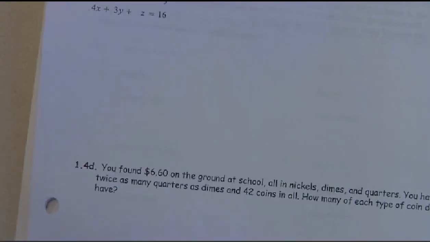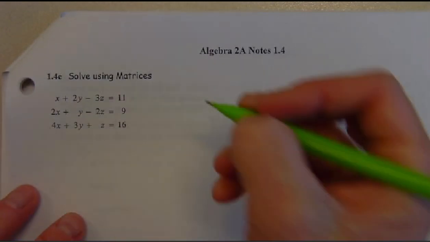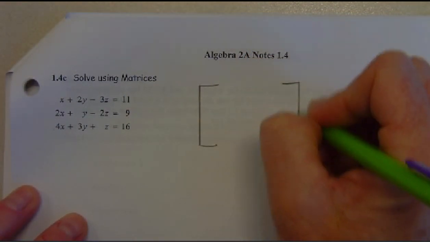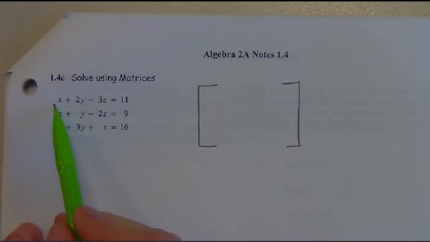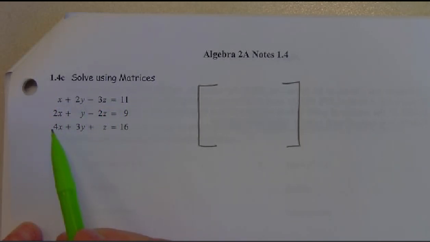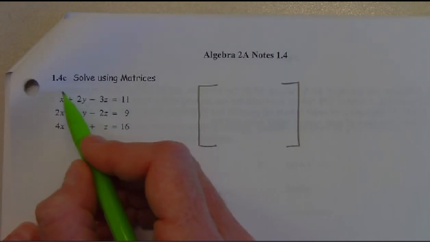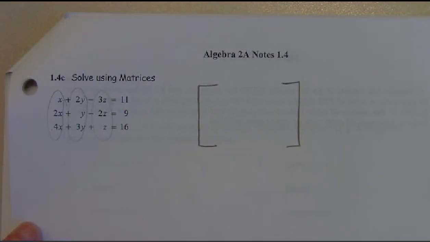On the next page, we're going to solve using matrices. So here's how you solve using matrices. The first thing you need to do is write your information in a matrix. Your information always has to be written in what we call standard form: X, Y, Z equals number, X, Y, Z equals number, X, Y, Z equals number. These have to be all the same variable, these have to be all the same variable, and these have to be all the same variable. And then your constant has to be on this side.